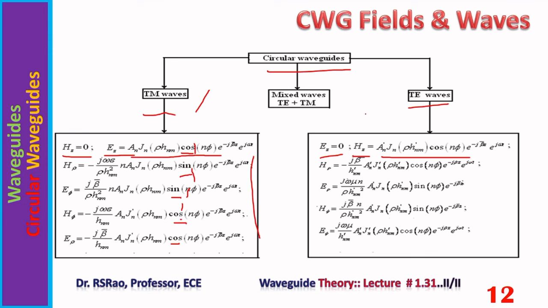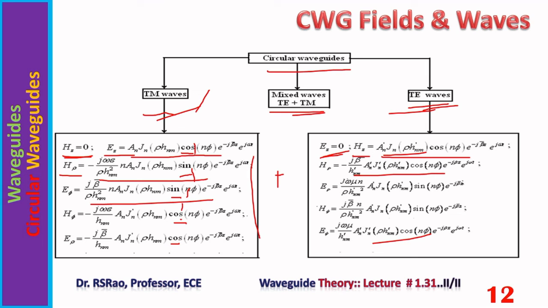So these are the fields as far as TM waves and TE waves are concerned. In case of a mixed wave, if you add these two, you will get the field components in the mixed wave. See, in the mixed wave, H rho is this plus this. In the mixed wave, E phi is this plus this. Where is E phi? This. In the mixed wave, Hz is this plus this. Ez is this plus this.